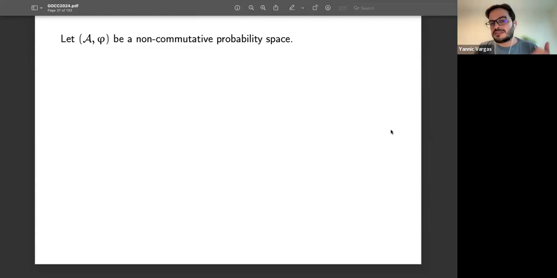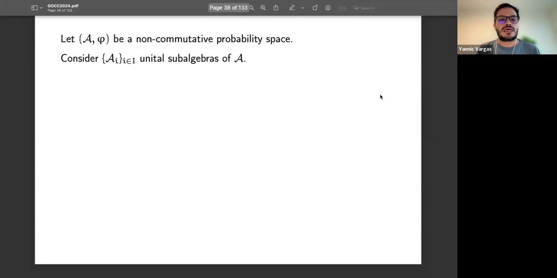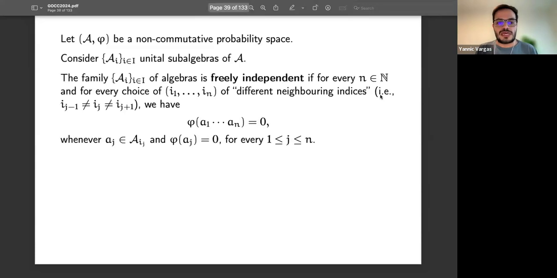So what I'm going to do now with this slide is to repeat the previous construction, but in this very abstract setting. So I start again with this abstract non-commutative probability space. I consider unital subalgebras of A, and I say that this family is freely independent if for a choice of an n-tuple of different neighboring indices, the expectation of a product is 0 as soon as every factor of this product comes from such a unital subalgebra, and also the expectation of every one of these factors is 0.